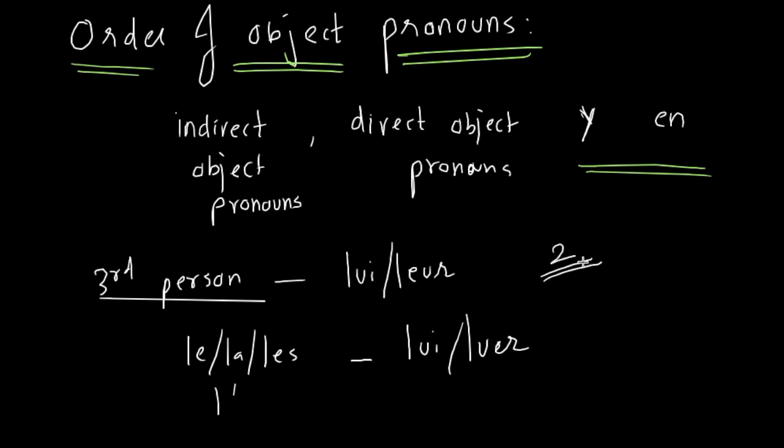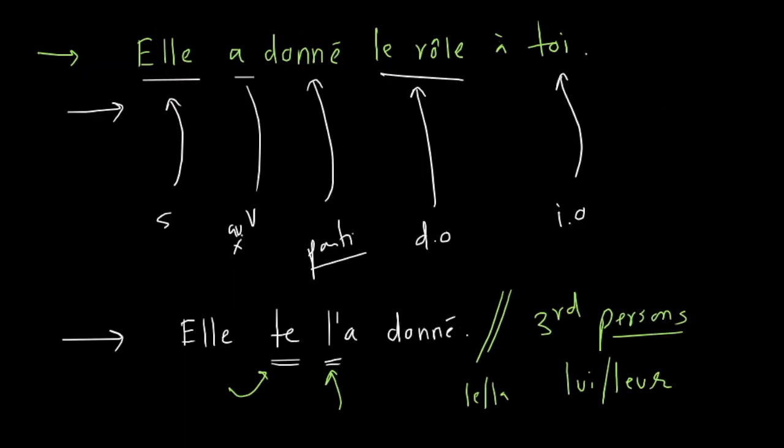When it comes to language exams, hardly will you have a situation where you will use two of them together, but this will never happen, more or less. Okay, so we saw that indirect object pronouns come before direct object pronouns, except when we are talking about the third person pronouns lui, leur. So it will not be lui, leur. In that case, the direct object pronoun will come before the indirect object pronoun. So it will be le, lui or le, leur rather than lui, le.